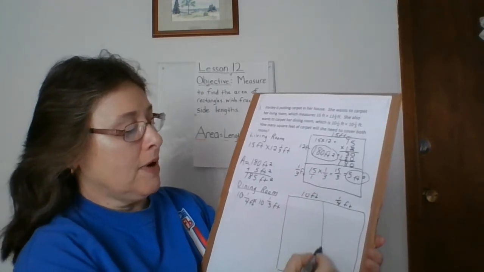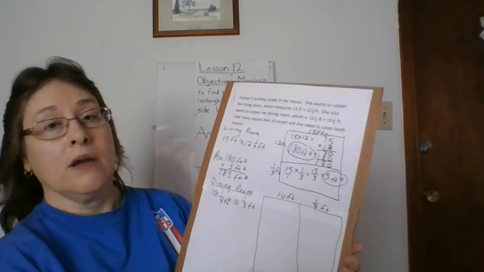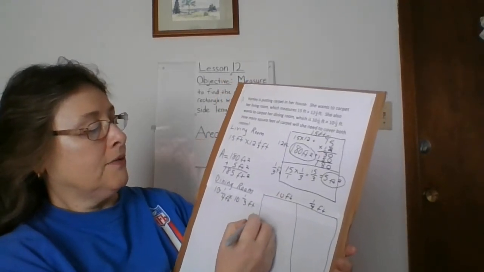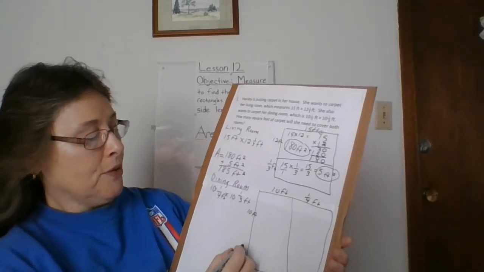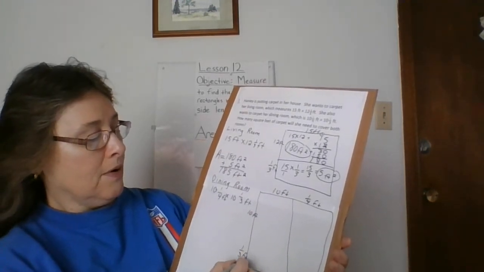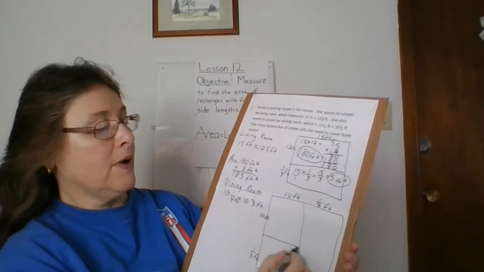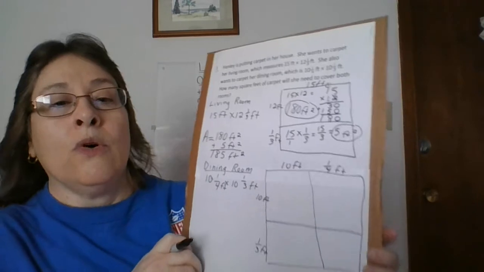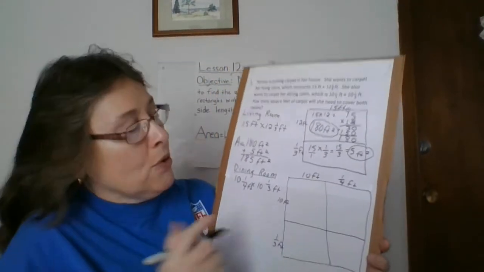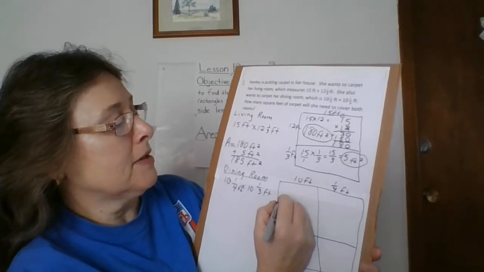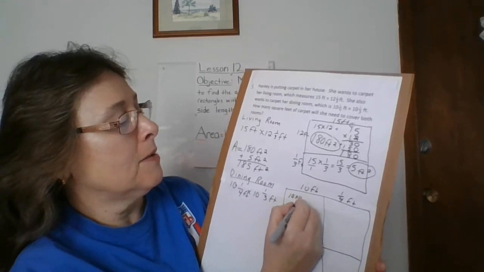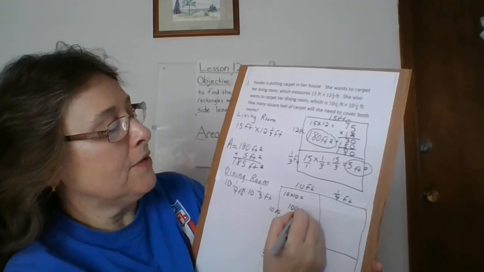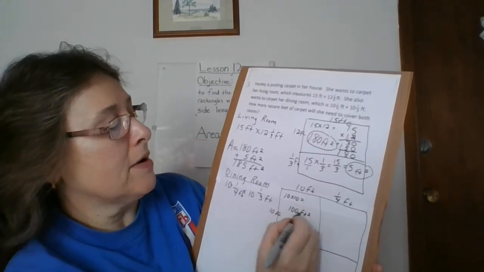And I'm going to divide my area model. And then on the side, I have 10 feet and 1/3 feet. So we're going to divide our area model. Now we have to find the area for all 4 parts. So the first part I'm going to do is 10 times 10. 10 times 10 is 100 feet squared.